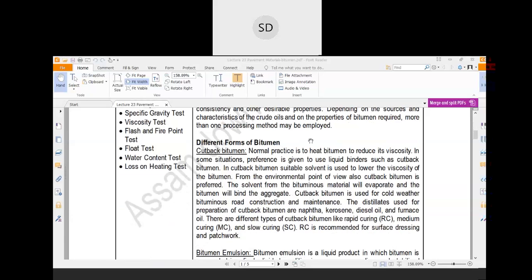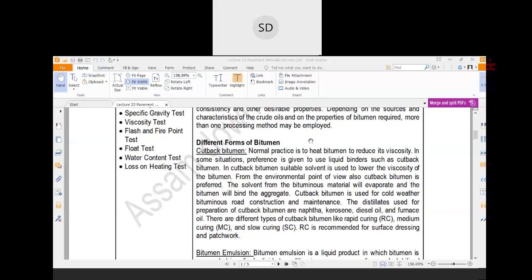Now there are different forms of bitumen. The first one is cut-back bitumen. At general temperature, bitumen is very sticky, like a semi-solid material. Whenever you are trying to mix the bitumen with the aggregate, you need to heat the bitumen so that you can lower the viscosity of that material. After that you can mix the bitumen with the aggregates or any other material, or you can use it for spraying over any surface.